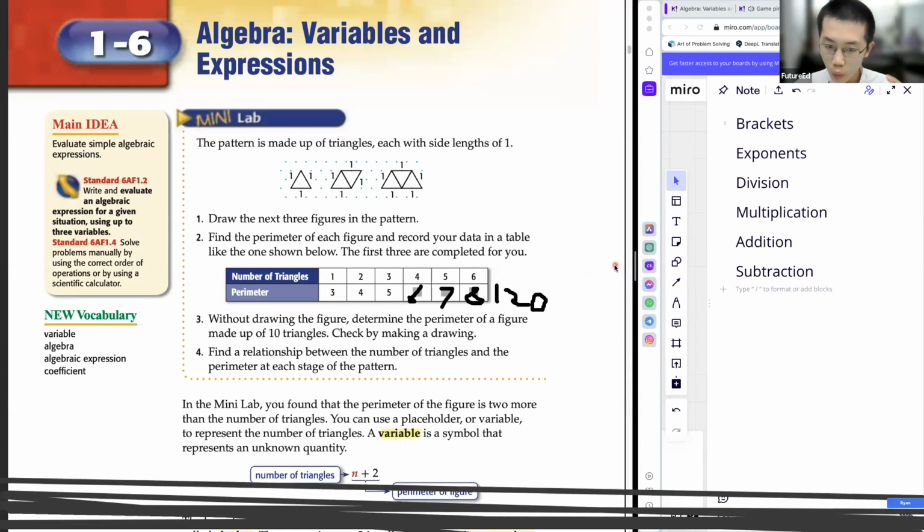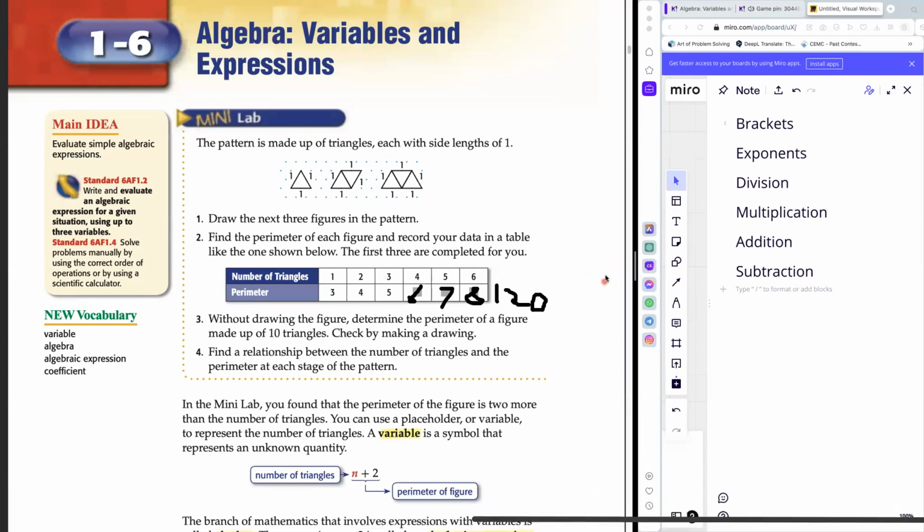From 100, if I gave you 100 triangles, what would be its perimeter? Add by 2. So 100 plus 2 is 102. Now, instead of 100, what if I jumped all the way to 1,000? 1,002. What if I gave you a million? A million and two, exactly.